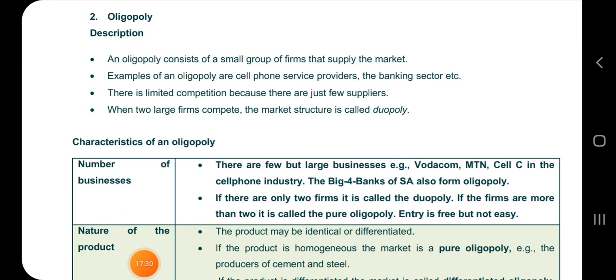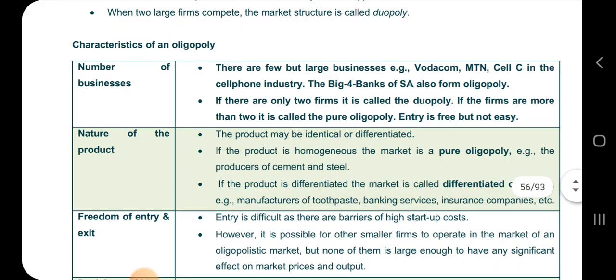Now we will talk about oligopoly. An oligopoly consists of a small group of firms that supply the market. Remember, examples of oligopoly are cell phone service providers and banks. They are small groups of firms that supply the market. There is limited competition because there are just few suppliers. When two large firms compete, the market structure is called a duopoly. So when there are two big companies that compete against each other, we have a duopoly.